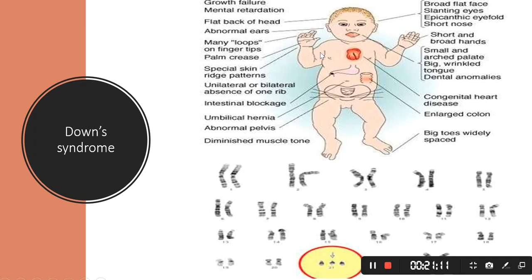There will be skin ridges on the baby. There might be absence of a rib, any intestinal blockage, or umbilical hernia. The pelvis can be abnormal. The muscle tone will be very diminished, like hypotonia. There can be other abnormalities also, like toes very widely spaced. The child can also have congenital heart diseases and colon problems. So it is basically having problems everywhere.